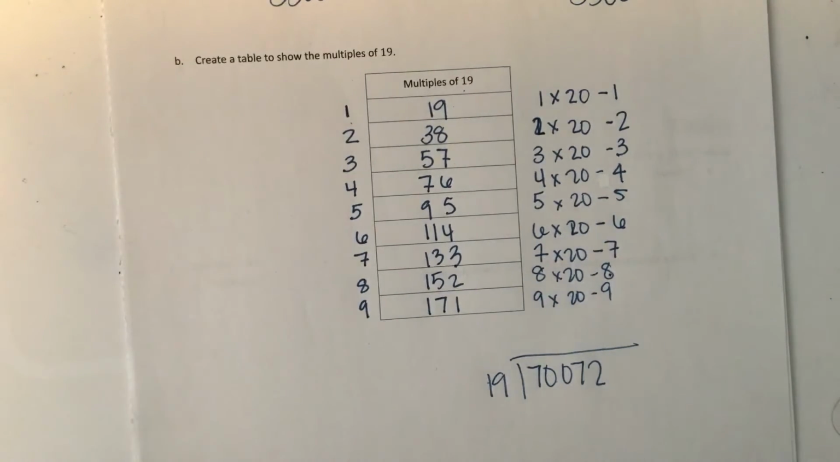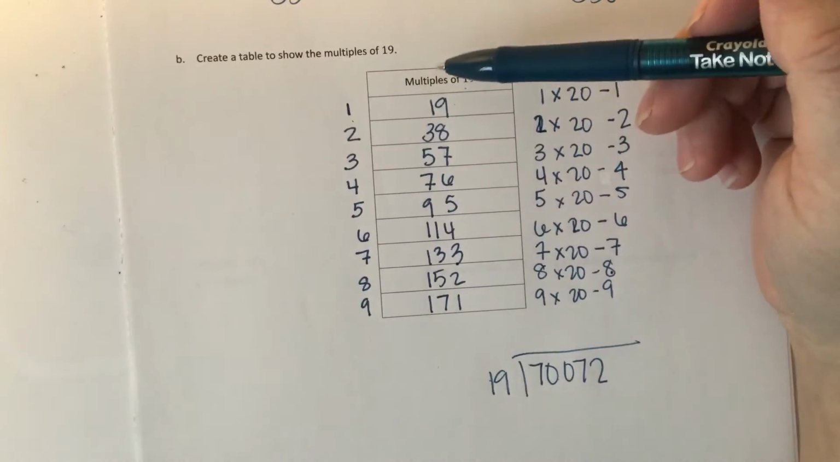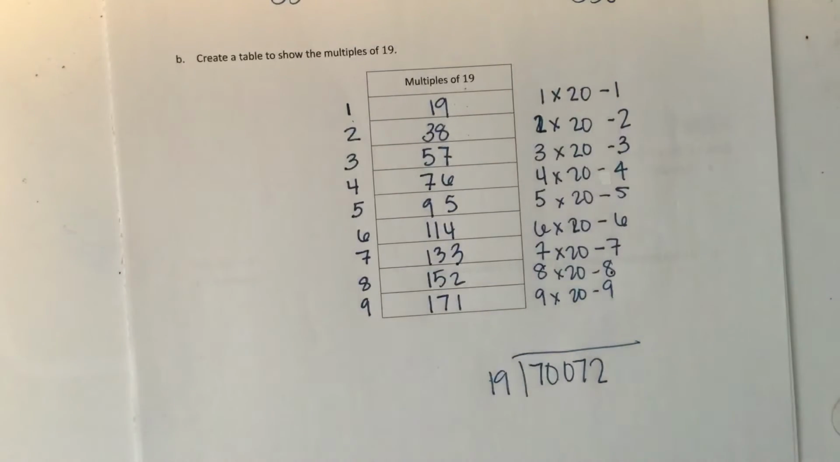So go ahead and pause and copy. Please come back to me if you have any questions about this. This is called a factoring table, or a factor table, because these are all factors of 19. Okay, factor table.